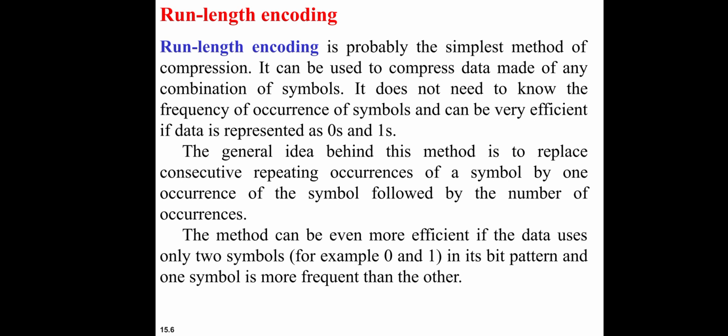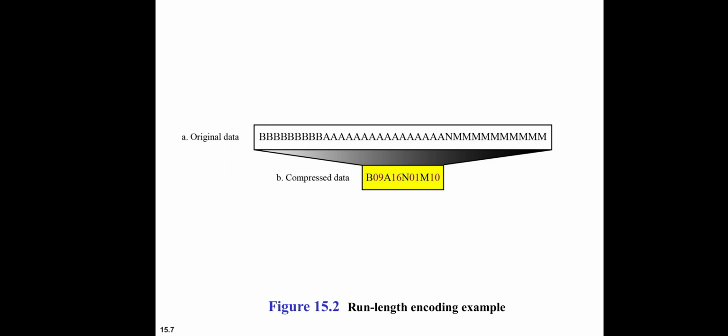So first we are going to use run length encoding, which is the simplest method for compression. It will have a combination of symbols, and data will be represented as zeros and ones. We can have more efficient data use with these symbols. So we are going to use a bit pattern like this. For example, B. B has been repeatedly given 9 times. So when we compress it, the value will be given as B09.